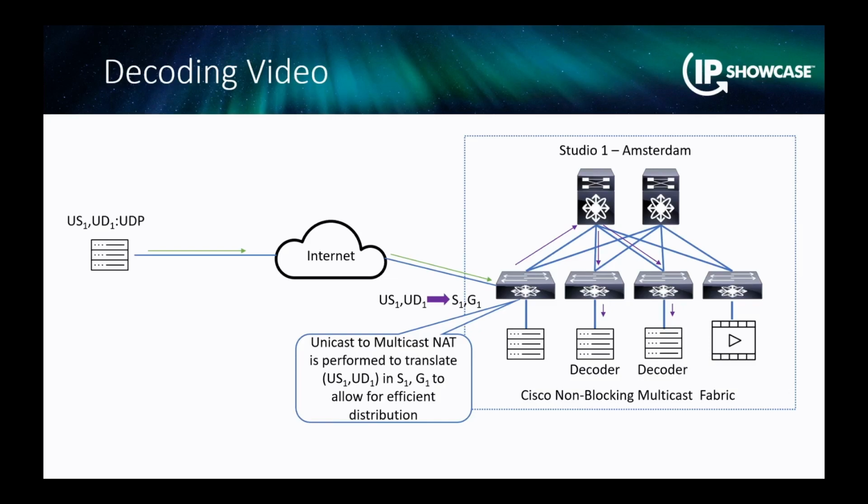So you transport single stream from the source to the spine, and then spine will replicate it and send it to each of the leaves where decoders are present.